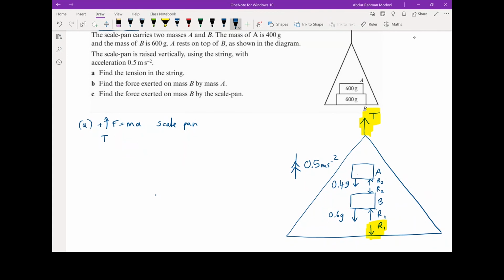So what do we have here? T minus R1 is equal to the mass of the scale pan, which we know is 0, times the acceleration, which is 0.5. Now this gives us T is equal to R1. It doesn't give us any information here, so we can't really solve this at this stage. We need to go and find some other equation.